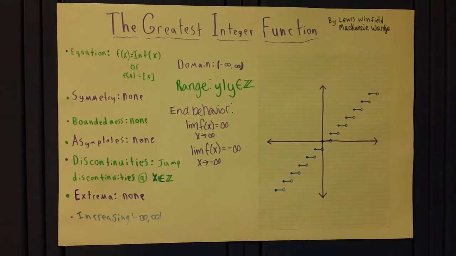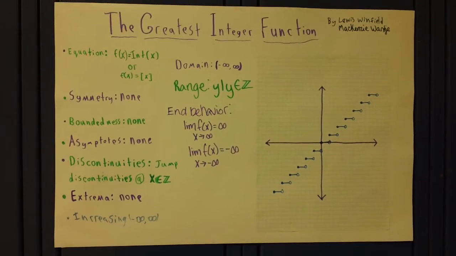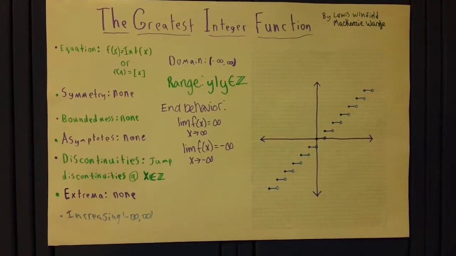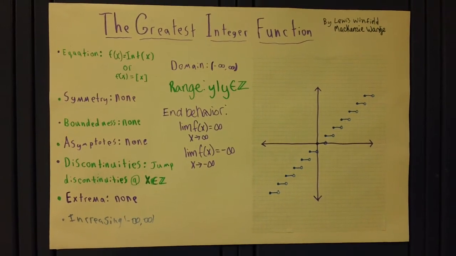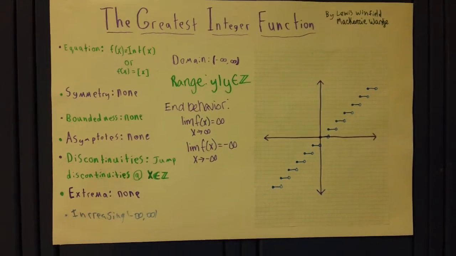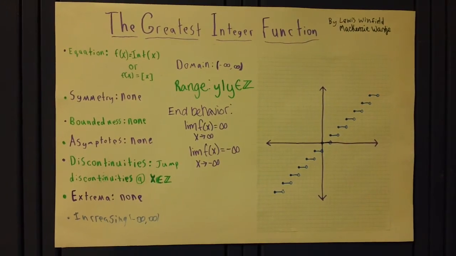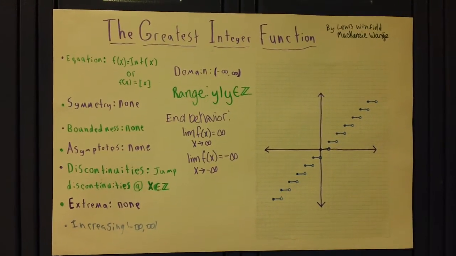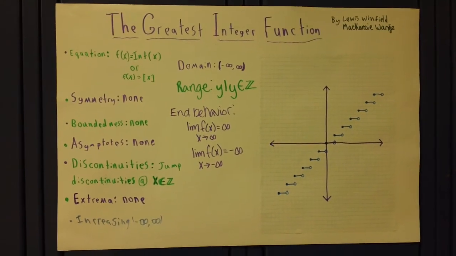The domain is negative infinity to infinity. The range is all integers, and the end behavior just goes to infinity as x goes to infinity, and to negative infinity as x goes to negative infinity.